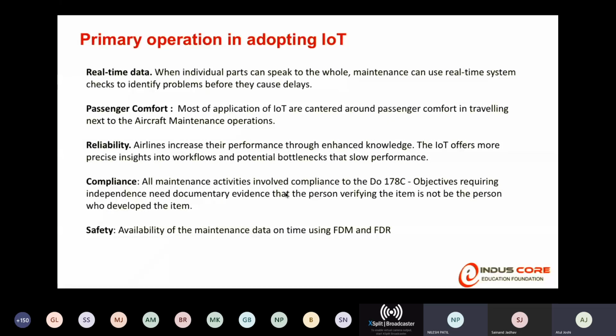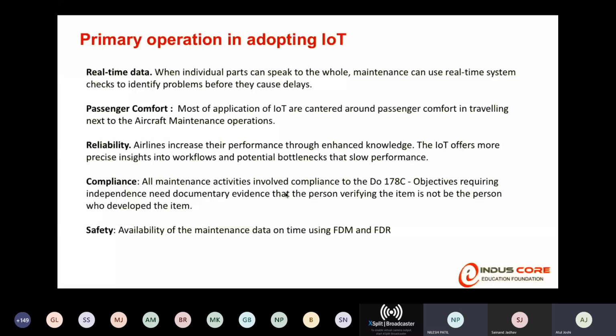So IoT plays a very important role in the maintenance operations of the aircraft, and for that you need real-time data collection. The second primary operation in IoT is passenger comfort. If you look at most of the applications available in the market, they use beacon technology. I hope everyone knows what beacons and RFID are. These are the two major interface factors in IoT implementation in airlines.